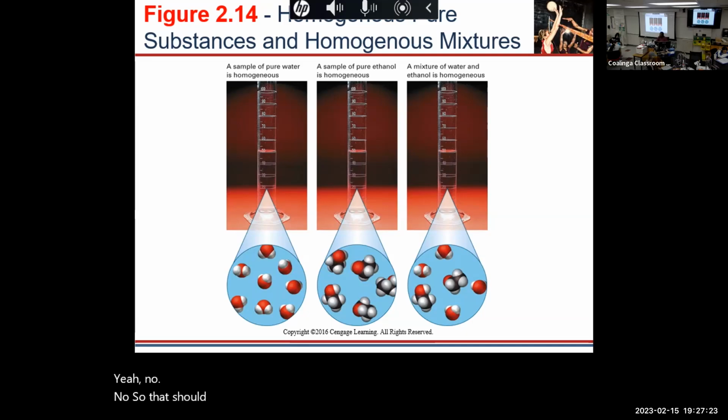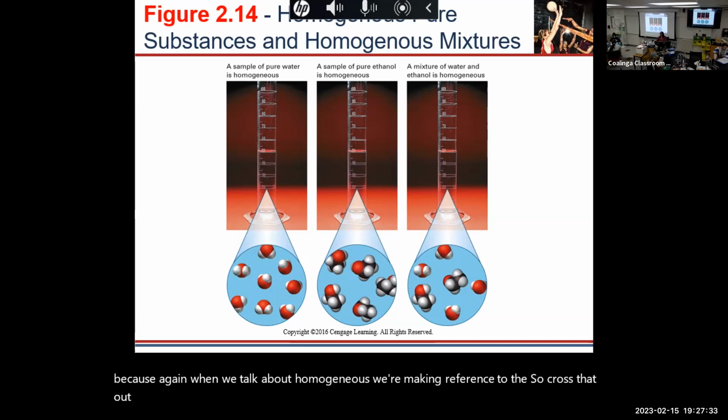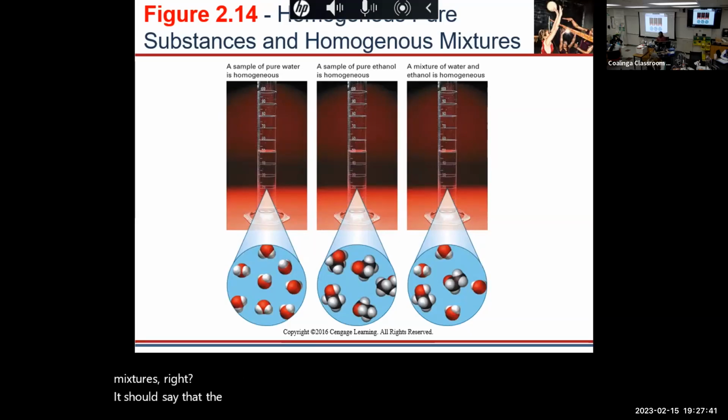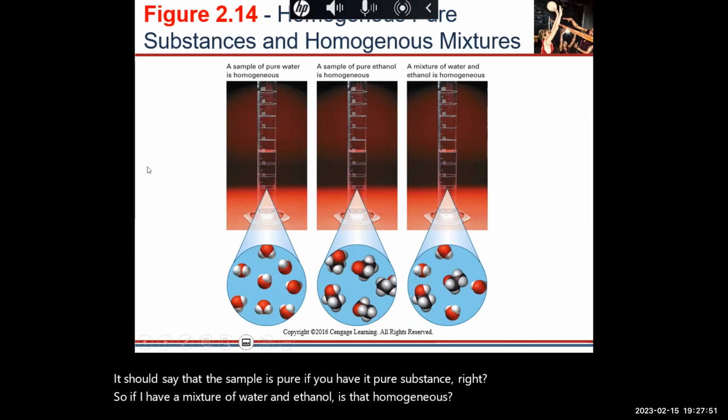So the notes are wrong. That's what I'm getting at. Because when we talk about homogeneous, we're making reference to the physical appearance of mixtures, so cross that out and say wrong. It should say that the sample is pure if you have a pure substance. Okay, so if I have a mixture of water and ethanol, is that homogeneous? Yes, it should be.